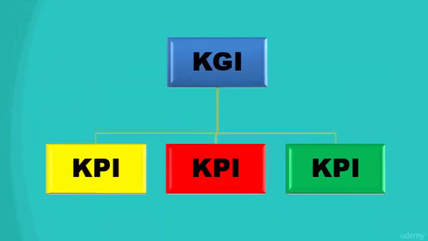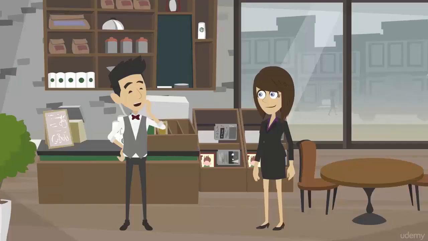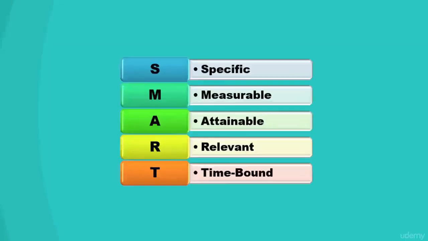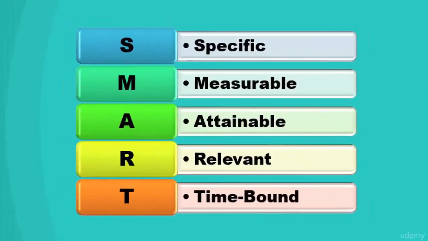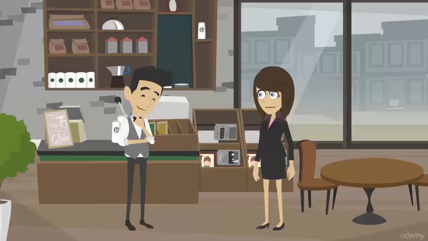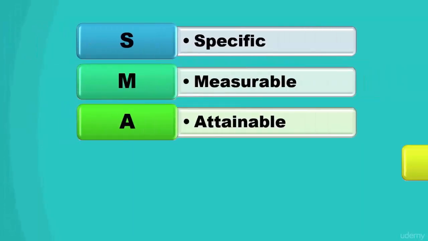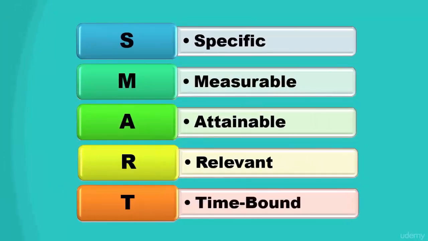KPI are some elements to complete KGI. How do I set KPI? You can use SMART. SMART? Yeah, SMART stands for specific, measurable, attainable, relevant, and time-bound.